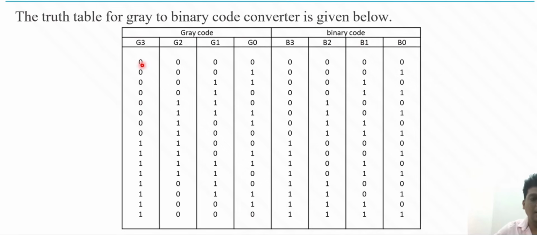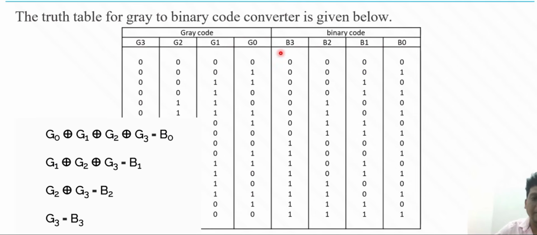It starts from 0000, and then the same combinations are used. Binary code is the output here: B3, B2, B1 and B0. How is B3 calculated? B3 is calculated with the help of G3, so B3 equals G3. Now B2 is calculated with G3 exclusive-OR G2. Then B1 is calculated with G3 exclusive-OR G2, G2 exclusive-OR G1. Finally B0 is calculated with the exclusive-OR of all 4 inputs: G3 with G2, G2 with G1, finally with G0.